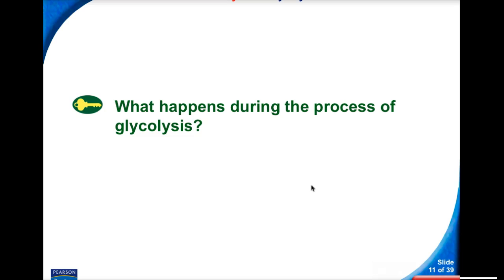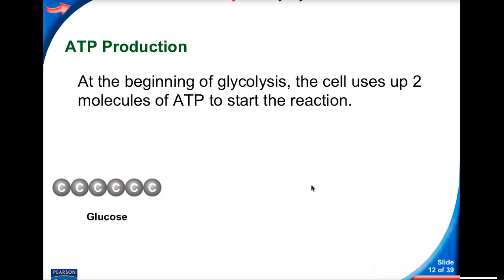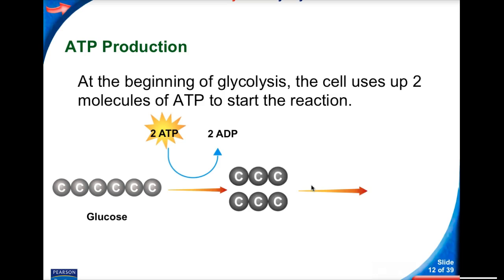So what happens during the process of glycolysis? In glycolysis, at the beginning, you're going to have ATP production. So at the beginning of glycolysis, the cell is going to use up 2 molecules of ATP to get the reaction going. And glucose will be converted. So there's your 2 ATP that are coming in. And remember, ATP, when it releases that third phosphate group, becomes adenosine diphosphate. And we got an intermediate molecule there.